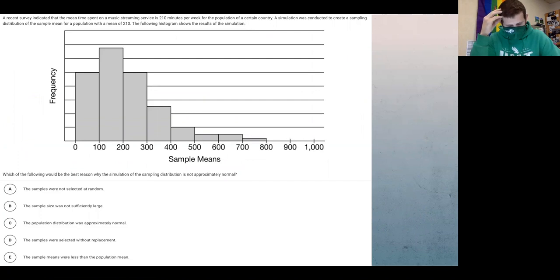All right, let's see what this one's all about. A recent survey indicated that the mean time spent on music streaming is 210 minutes per week for the population of a certain country. A simulation was conducted to create a sampling distribution of the sample mean for a population with a mean of 210. It shows this, we can see the results. Which of the following would be the best reason why the simulation of the sampling distribution is not approximately normal?